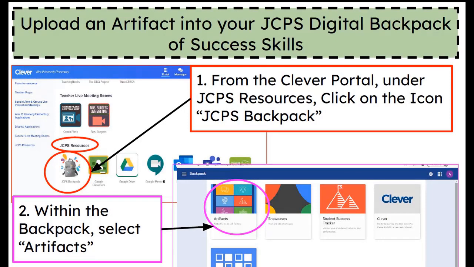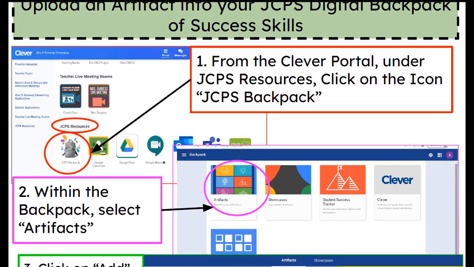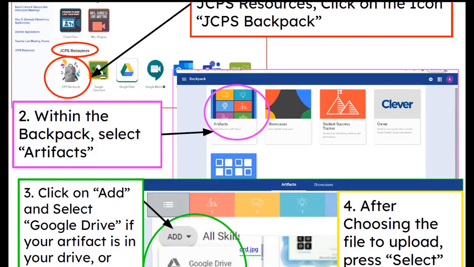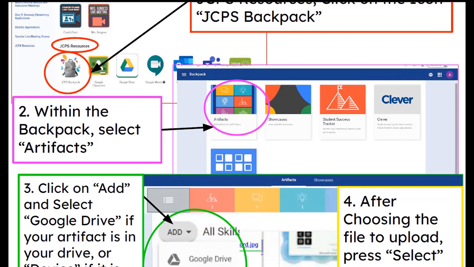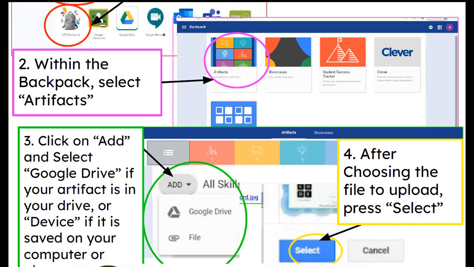And she goes through with the kids, and you can see them here. Step 1, from the Clever portal under JCPS resources, click on the icon JCPS backpack. So it takes them right into Clever, walks them through step by step. And I know you're liking these slides. They're also attached down below this video in the resources, so check that out in the information down there.